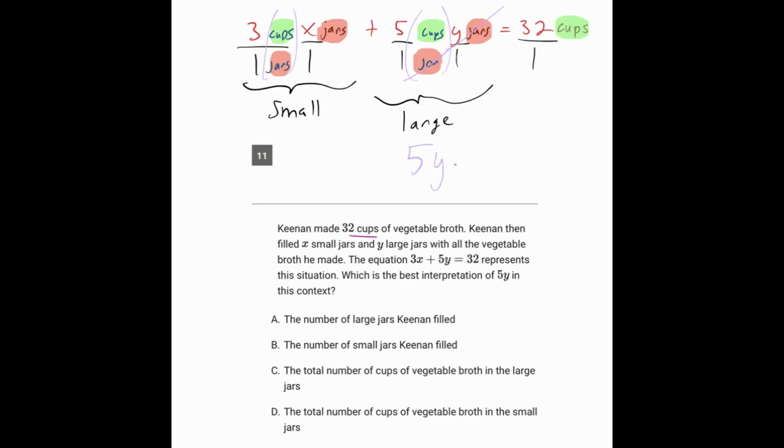So 5y is the total number of cups for the large side of this equation. So the total number of large cups, or better said, the total number of cups in the large jars. And that is answer choice C here.